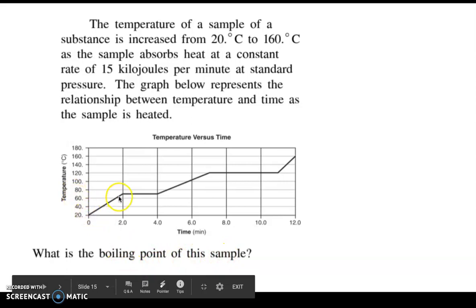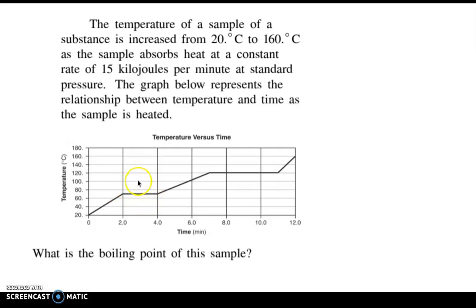So we know that this first line here is the solid. This line here is going to be the melting, the heat of fusion. This line here is going to be liquid. Then here we have our boiling point. Our boiling point is approximately at 120 degrees Celsius. So that is going to be our answer, 120 degrees Celsius.